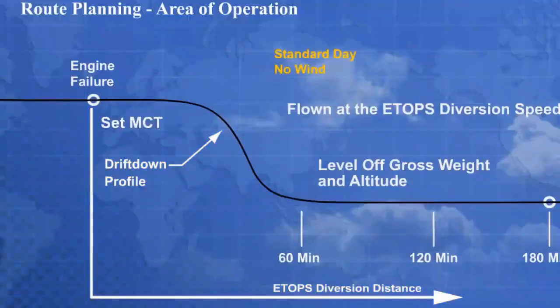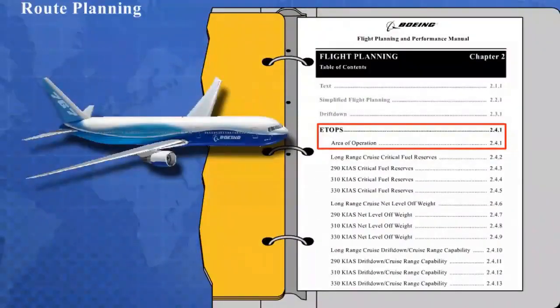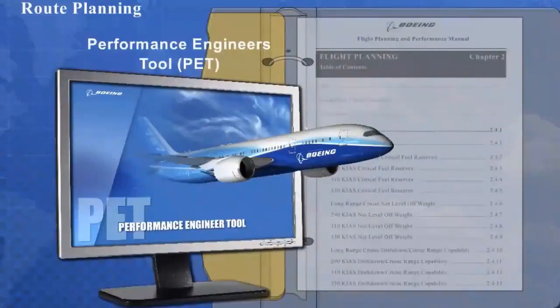The diversion distance is computed for a standard day in still air. The distance will be greater if a larger diversion time is chosen or a higher one-engine inoperative diversion speed is used. ETOPS diversion distance table is typically supplied in Chapter 2 of the Boeing Flight Planning and Performance Manual for most airplane models. For newer models, ETOPS diversion distance information is generated by the airline using manufacturer-supplied performance software tools.